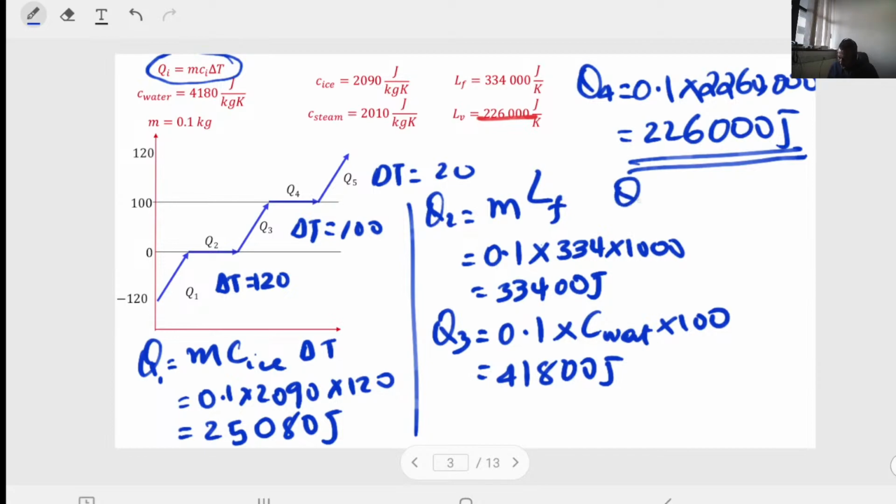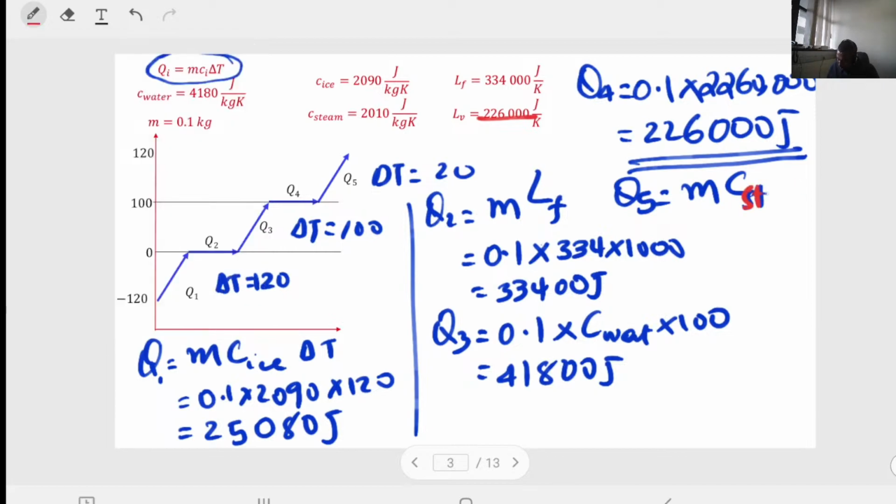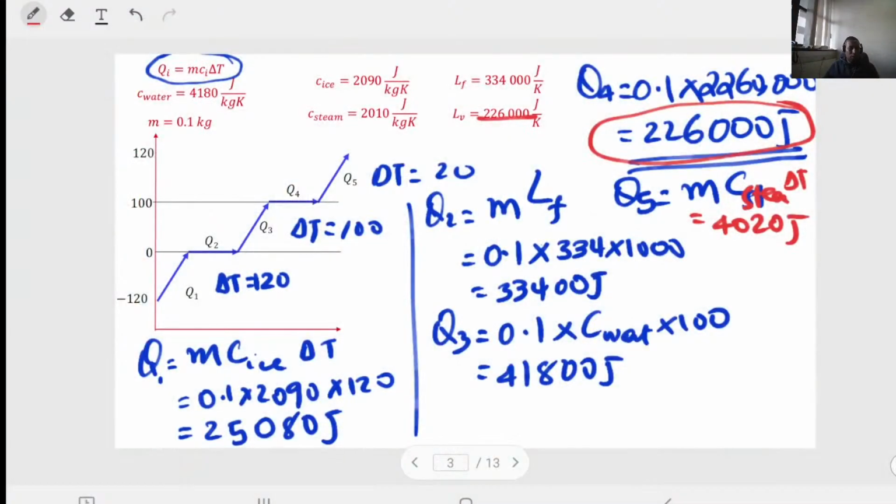And then Q5, which is mass times C of steam. Be careful here also, C of the steam. Let me write on a different page. This is steam, delta T, which gives around 4020 joule. Therefore, the highest heat basically is Q4.